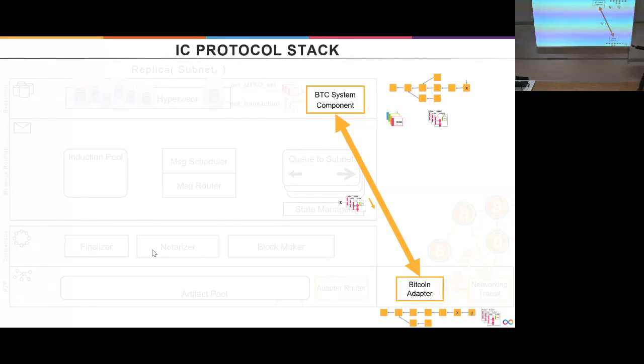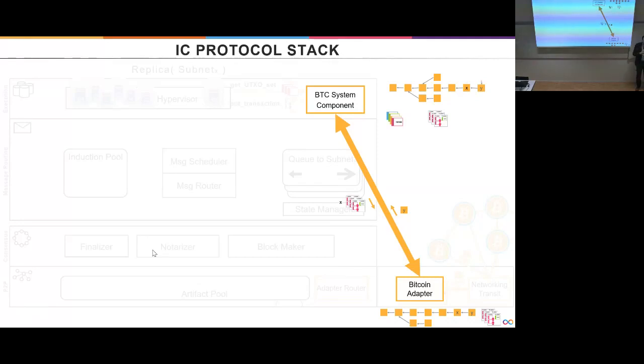So let's say the Bitcoin adapter receives a new block Y, which extends the blockchain at X, which is happening on the Bitcoin network and getting replicated here. Now this block Y is going up to the Bitcoin system component through the protocol stack. I'll show you shortly how that works. And then the block is processed by the BTC system component.